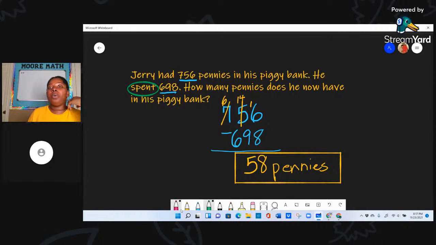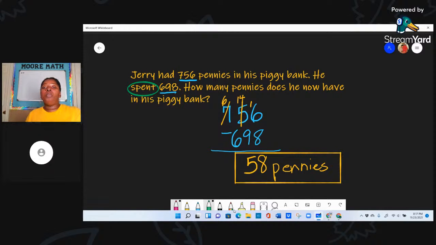Okay, so when they're asking you to explain how you know your answer is correct, or explain how you solved this, you would say, I subtracted because I saw the word spent, and when I subtracted, my answer was 58. And that's it. You don't have to write anything long. You just need to let them know that you subtracted and why you knew to subtract. Because the word said spent, and there's your answer.